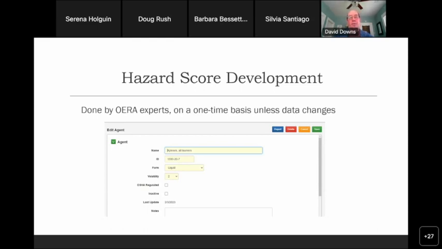This particular part of the hazard score development is something done by experts in ORA on a one-time basis. Really, you do that hazard assessment, and unless some data changes, you don't really have to modify it over time. The volatility component there is a range, again from 1 to 5. It gives it a score. The higher the score, the higher the volatility, and that's based on the vapor pressure.